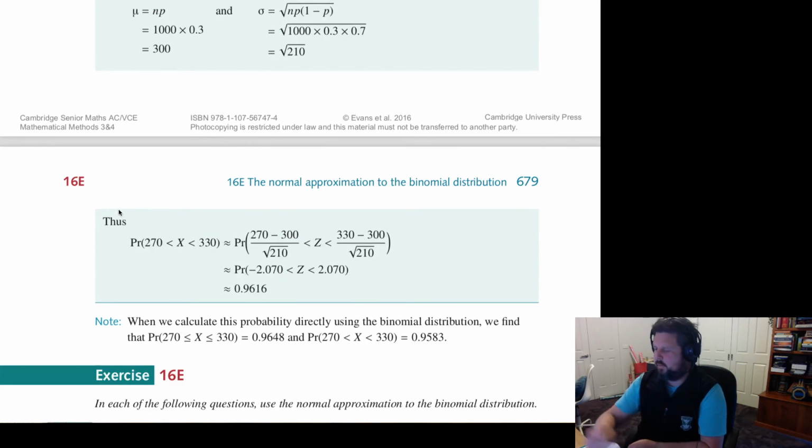Now we've got to find the probability that between 270 and 330 people in the sample were in favour of the new freeway. So we need to find the standard score, which is the data value, 270, take away the mean value, divided by the standard deviation. We can do that for both 270 and 330, and then we've got the standard score. We can plug that into our normal distribution and find out what the probability is. In this case, it is 0.9616.